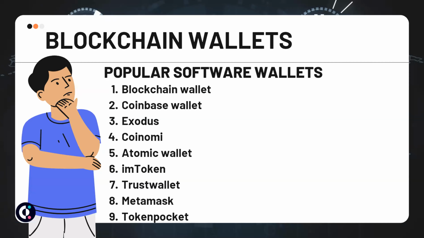All right, popular software wallets. These are some examples of software wallets. You have the Blockchain wallet, Coinbase Wallet, Exodus, Coinomi, Atomic Wallet, imToken, Trust Wallet, MetaMask, and TokenPocket. These are different types of wallets, and it's just based on your preference. If you want to choose any wallet, you make your research. One thing you should know about this space is that you have to do your own research on anything and everything you want to do. Don't take anybody's word for it. Make your research, convince yourself, and choose what you think is going to be best for you.